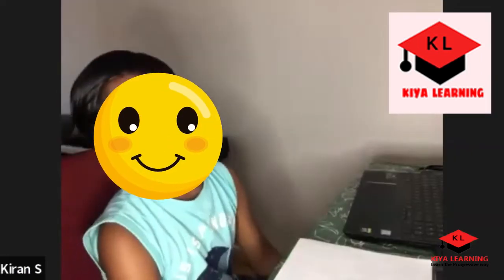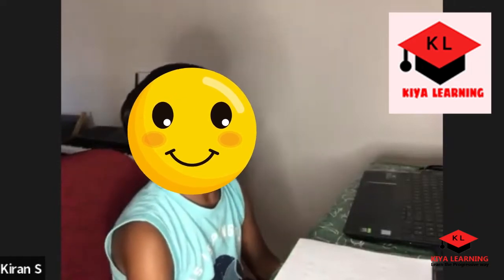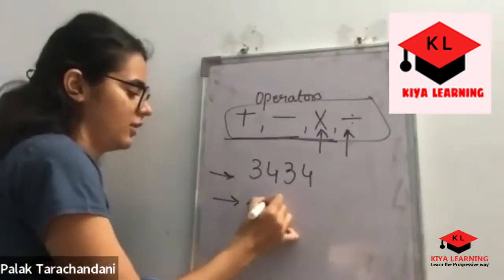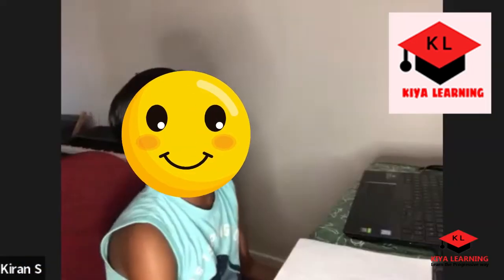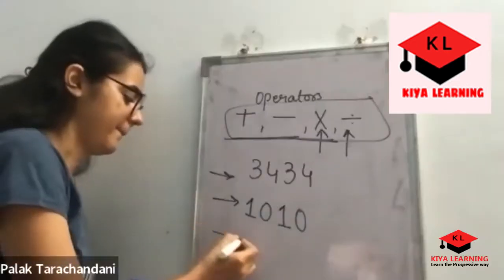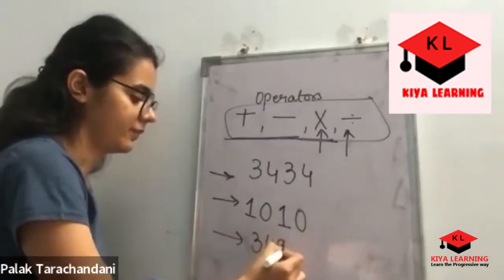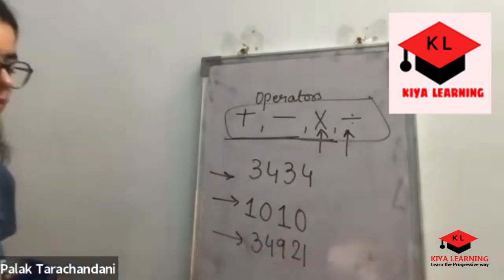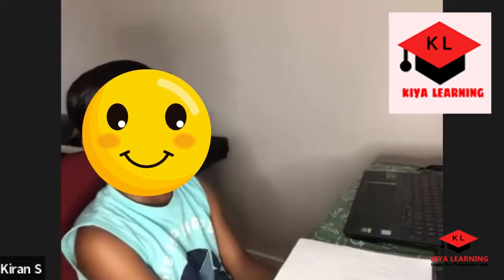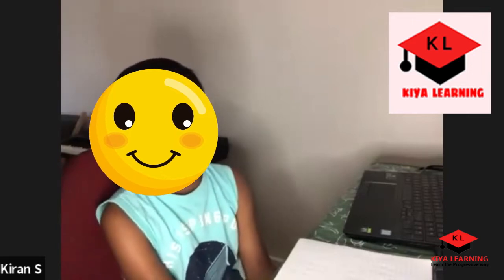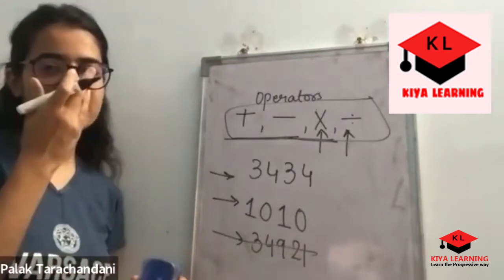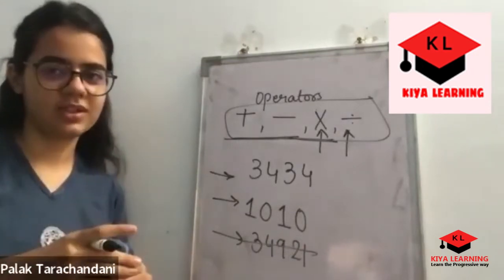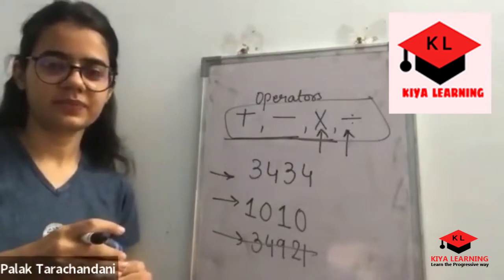3,434. Perfect. 1,010. Okay. I don't know 5-digit numbers. Okay. So you don't know 5-digit numbers. Have you ever seen 10,000, 20,000, 30,000? Have you ever read them? 10,000, 20,000, but I don't know how to read them.